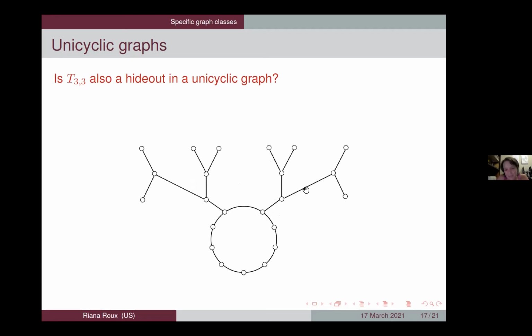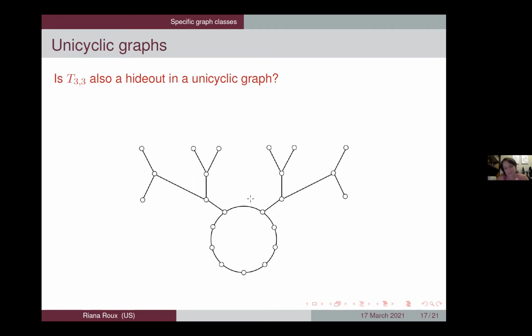In this case, we have two T33s that are too close together. So if you see, those two are the two leaves of the one tree and of the other one. So they share a vertex with one another. And if they're this close together, then a cop can hide again from a single cop.